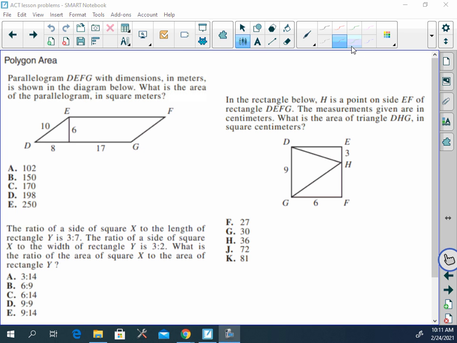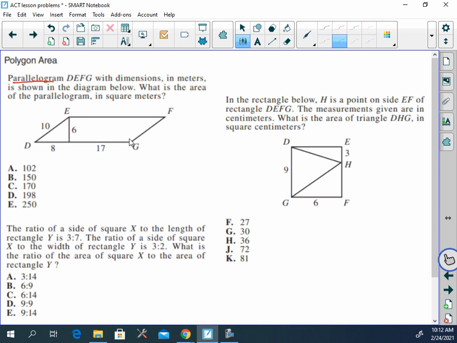Today's lesson is on polygon area. So we've got areas of different figures here. The first one is a parallelogram. Now with a parallelogram, if you can't remember how to find the area, you can always break it into pieces like triangles and a rectangle. But parallelogram area is the same as a rectangle.